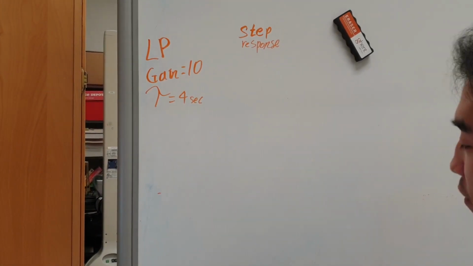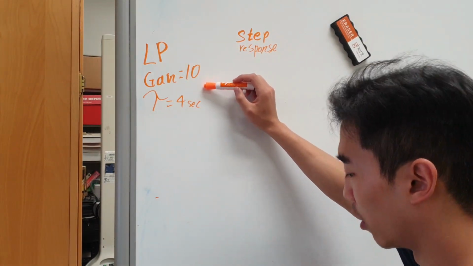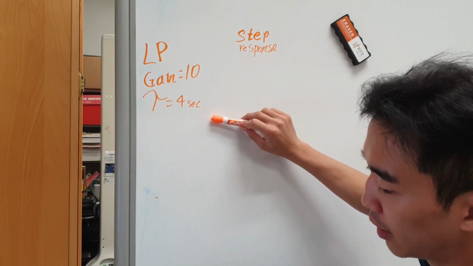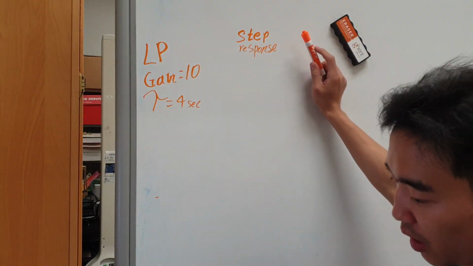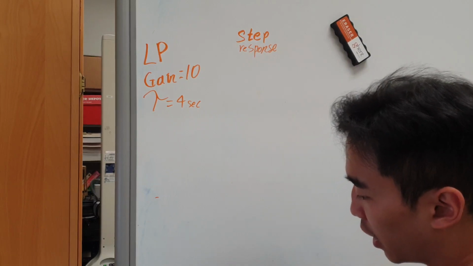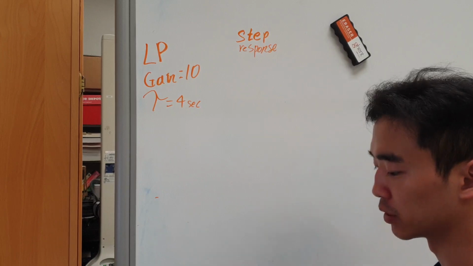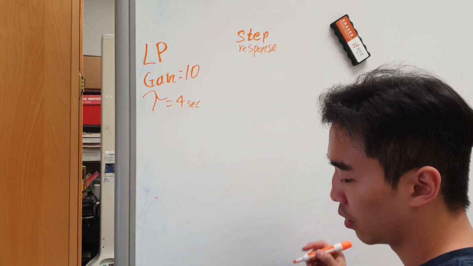For this one, we have a sensor that acts like a low-pass filter with a gain of 10 and a time constant of 4 seconds. And we have to sketch the unit step response of this sensor, showing units on our axis. And we should be able to do this by explicitly solving a differential equation or inverse Laplace transform.